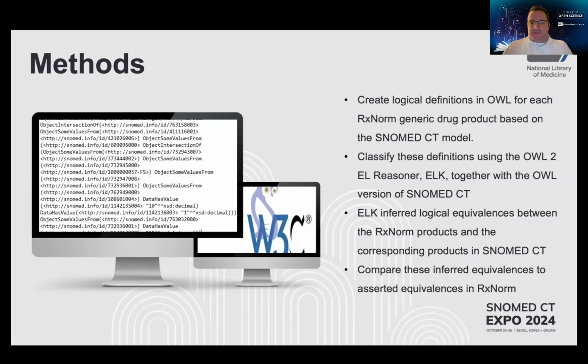So here are our methods. Using the OWL API, we create logical definitions in OWL for each RxNorm generic product based on the IDMP. We then classify these definitions together with the OWL version of SNOMED CT using the ELK reasoner. After we collect these equivalences, the RxNorm drug products corresponding to the SNOMED CT drug products, we're able to compare the inferred equivalences to asserted equivalences in RxNorm.